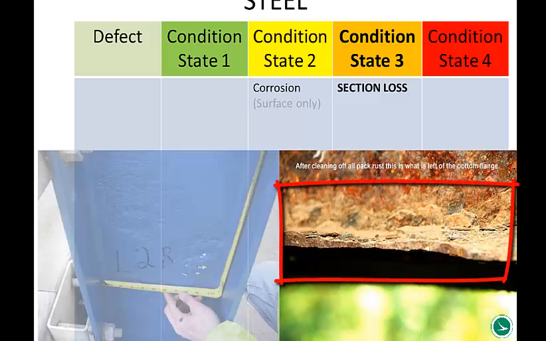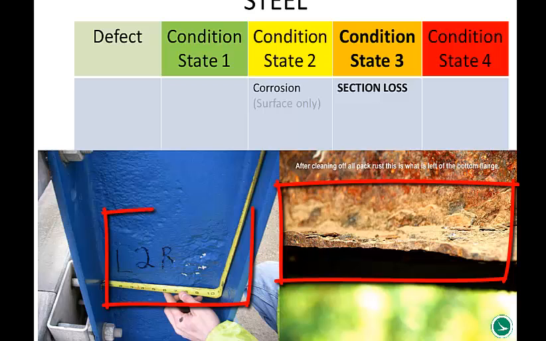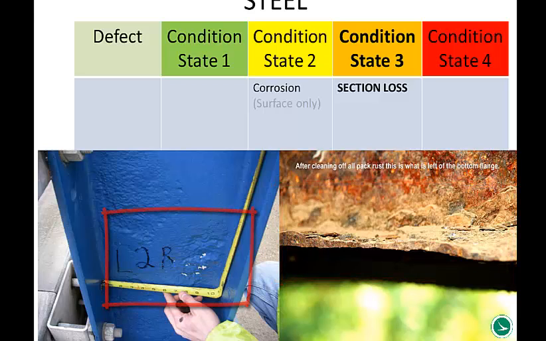section loss, corrosion holes, some section loss, the inspector may want to push that quantity into state 4. You should dump it into 4, but an analysis can move it back.